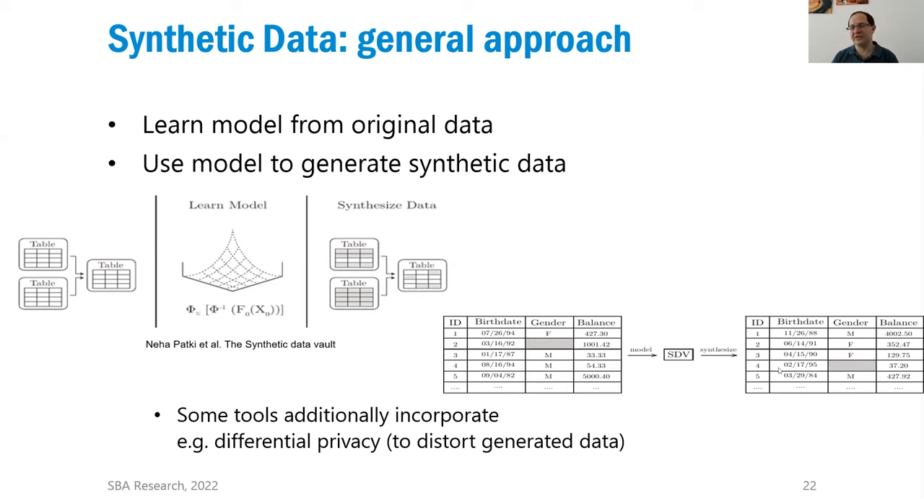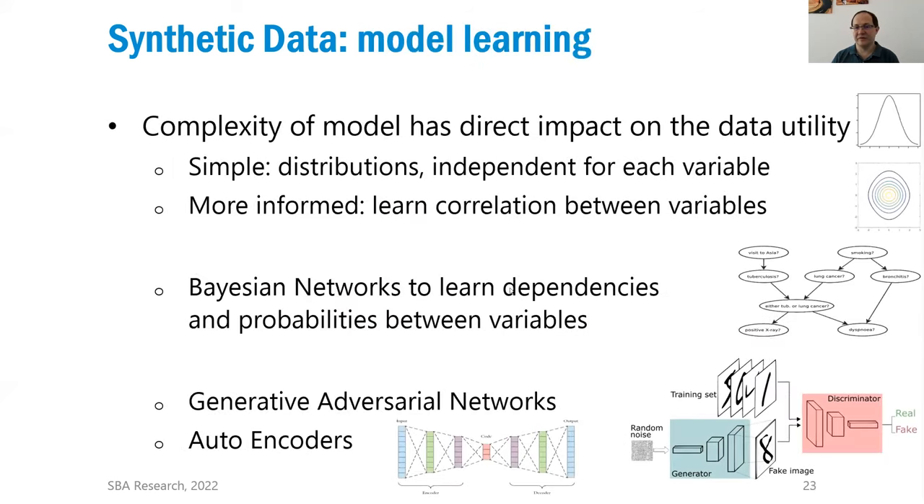There's also some tools that in addition provide some other protection, so maybe they add differential privacy to the output, but that's optional. There's many different tools, and they mostly differ in what kind of model they're learning to represent the data. So very simple approaches would just learn independently for each attribute the probability density function, and then use that. There's some that would look at correlations between the variables, so they learn pairwise correlations or more complex correlations. There's some that, for example, learn so-called Bayesian networks to learn the dependencies and probabilities between variables.